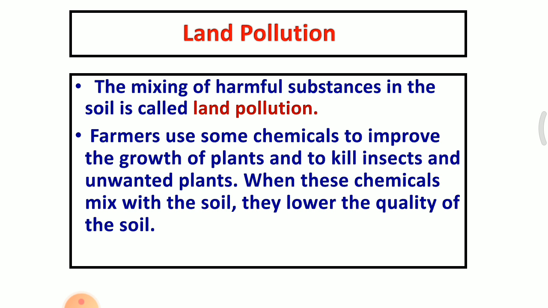Farmers use some chemicals to improve the growth of plants and to kill insects and unwanted plants. When these chemicals mix with the soil, they lower the quality of the soil. You know that farmers use some fertilizers to grow plants and kill insects, and when these chemicals are mixed with the soil, they lower the quality of the soil.